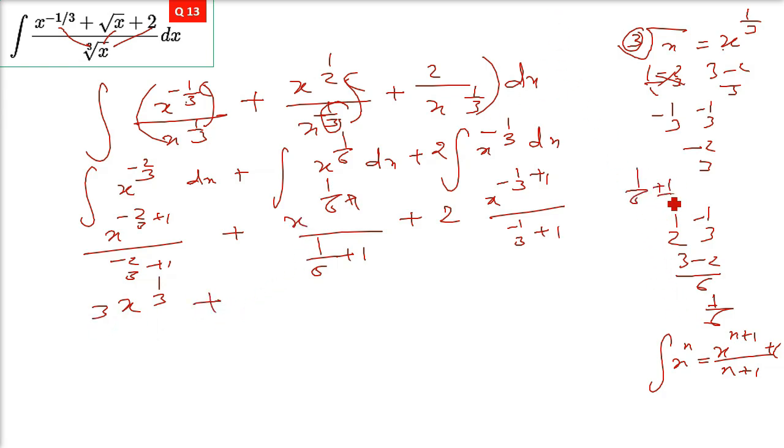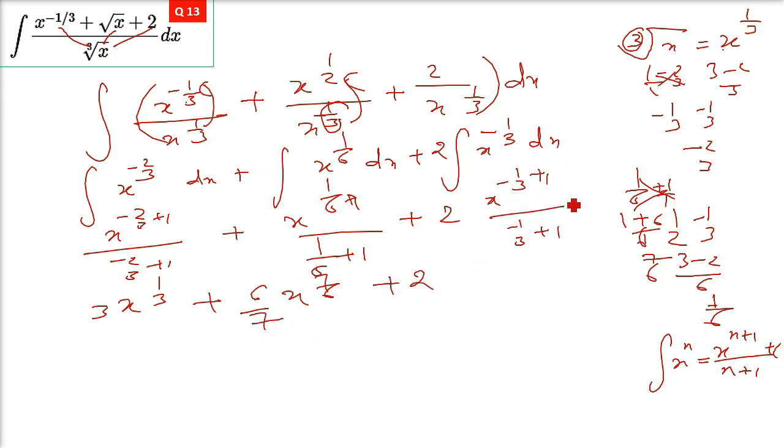This is 1 plus 6 by 6, that is, it will be 7 by 6. So x raised 7 by 6. Denominator is 7 by 6, it goes up, it will be 6 by 7, 6 by 7 plus twice of x raised 1 minus 1 by 3.